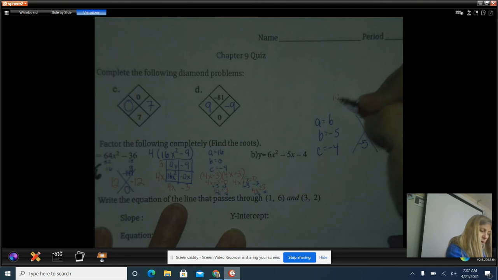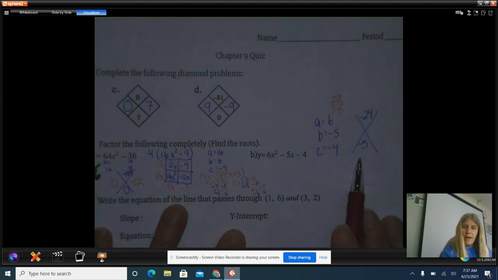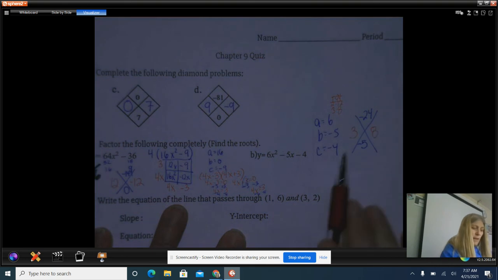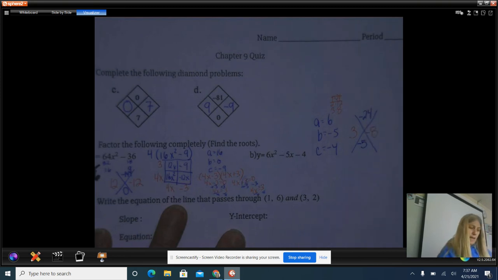I have 1 times 24, which adds to 25, subtracts to 23. I have 2 times 12, which adds to 14, subtracts to 10. I have 3 times 8, which adds to 11, subtracts to 5. So that's what I'm looking for, is my 3 and my 8. I need that to be a -5, so that's 3 minus 8.